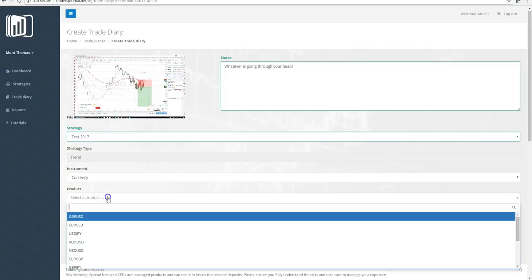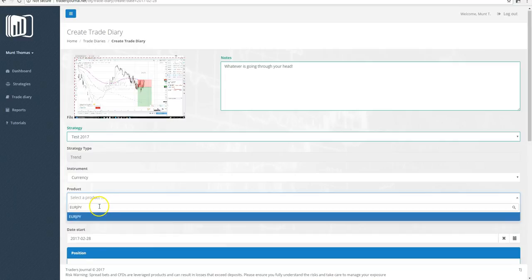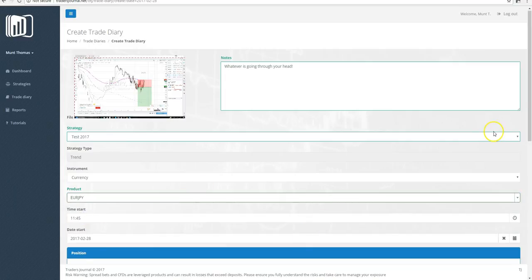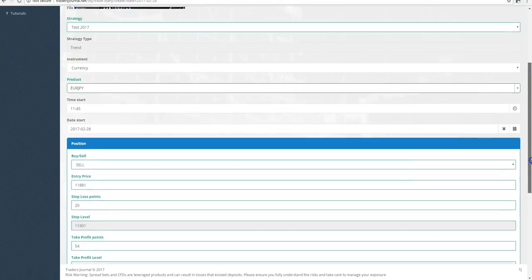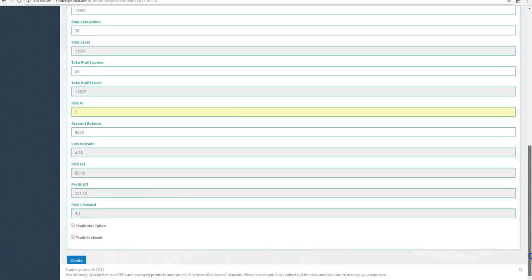Oh, this has all gone a bit kooky. And then all of the parameters. So we've done it. Stop loss, risk, account balance, blah blah blah, spits out all the great stuff at the bottom.